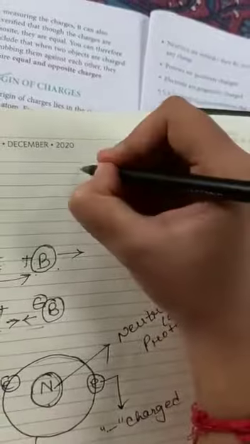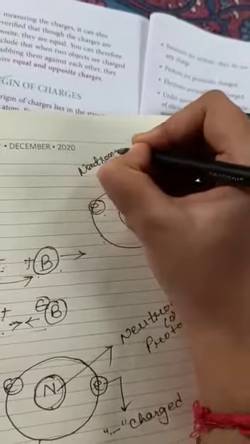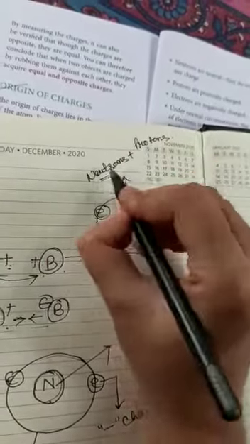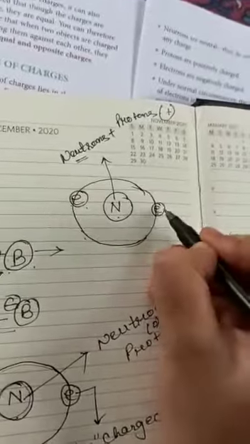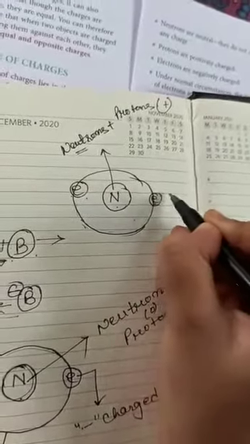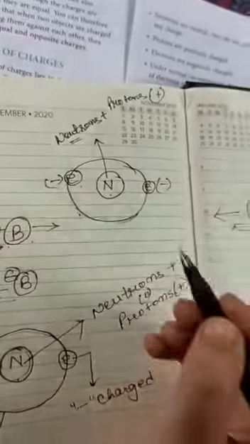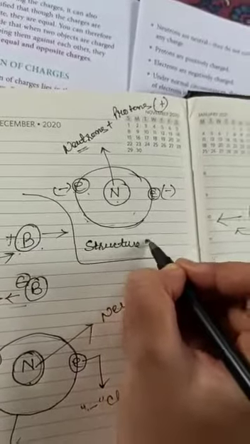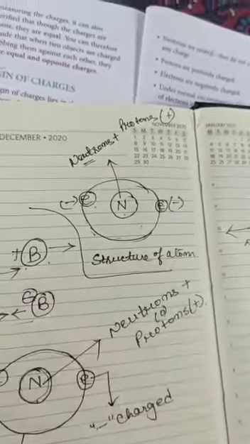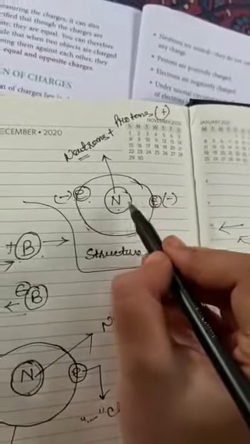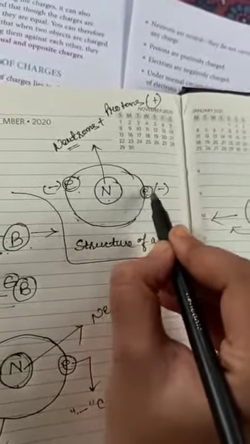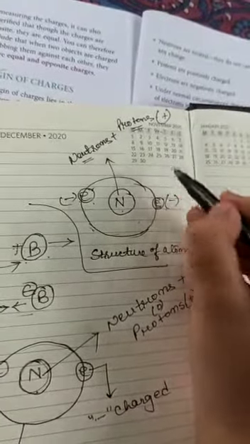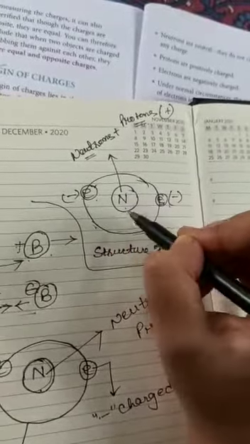The nucleus has neutrons and protons. Neutrons have no charge, but protons are positively charged. Electrons, which revolve around the nucleus, have negative charge. So this is the complete structure of an atom. In an atom there will be an equal number of electrons and protons. Positive and negative cancel each other, and as a whole the atom will be neutral.